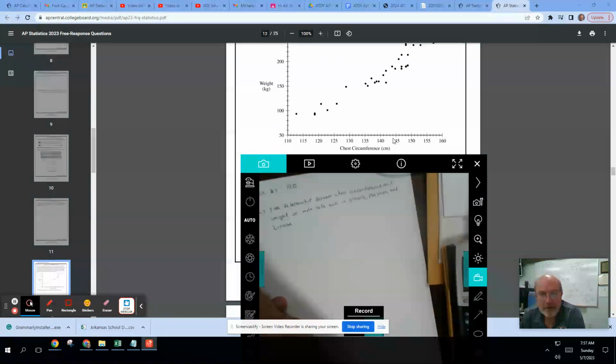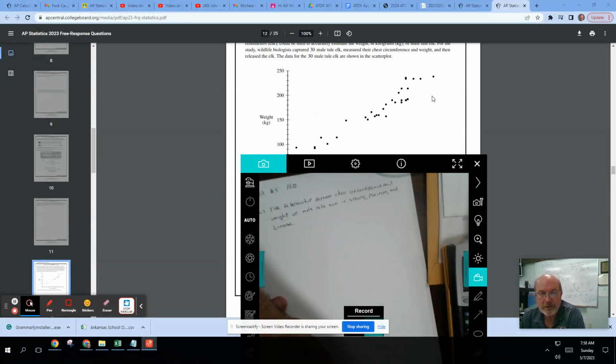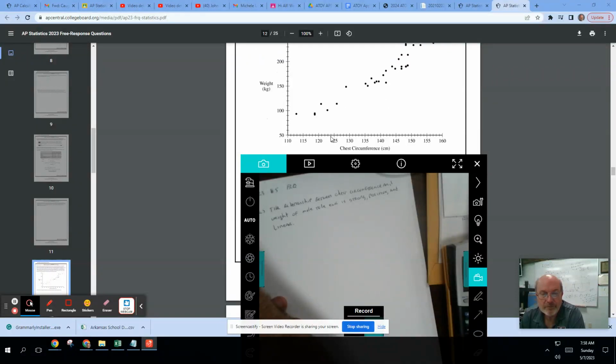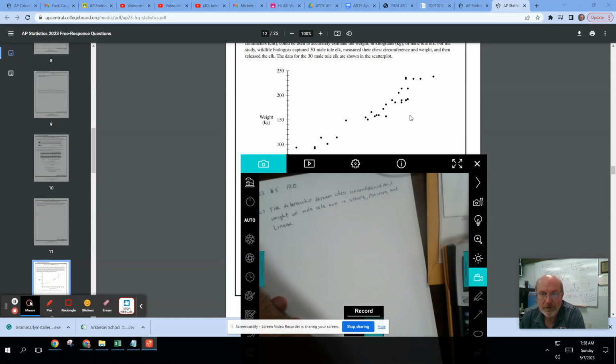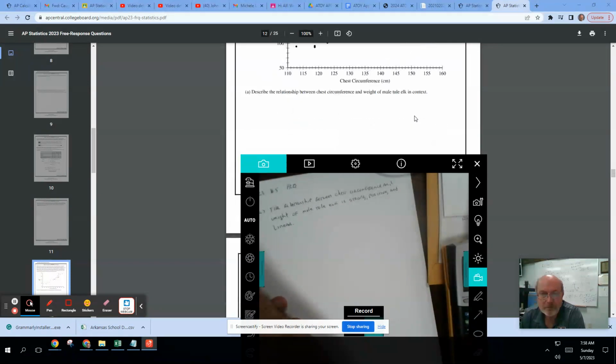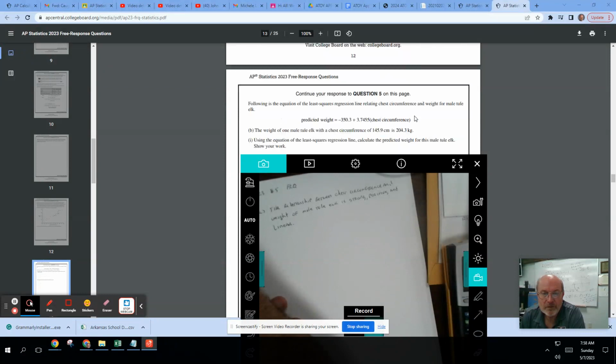Very much appears that as the chest circumference increases, the weight increases, somewhat proportionally, even though we have some variability there. It's not very far. If we put a line on there, it would not look like it was a bad relationship. So we can say it's strong.